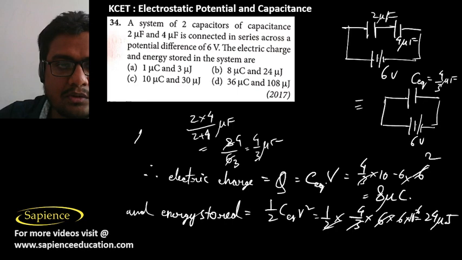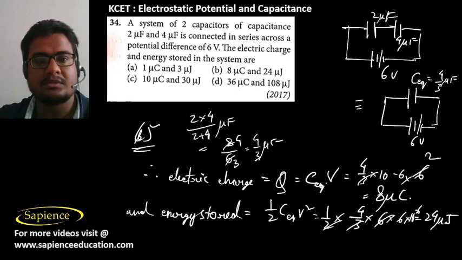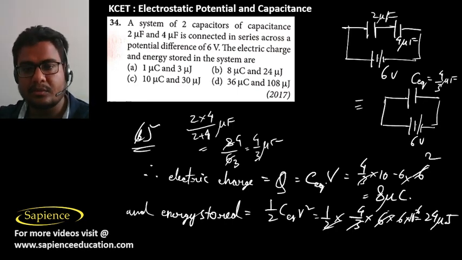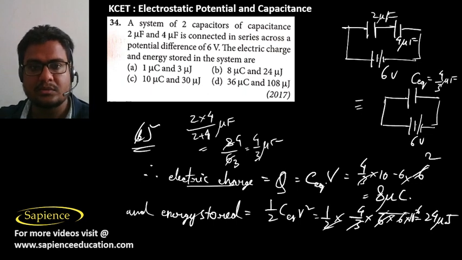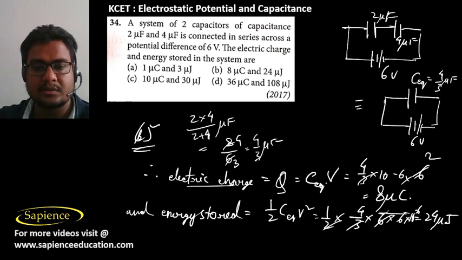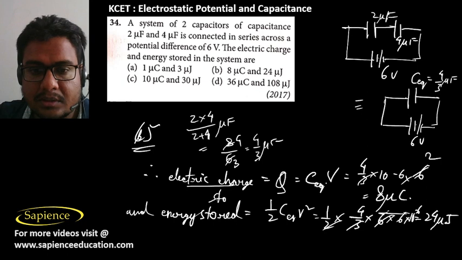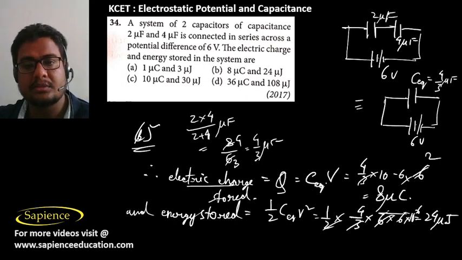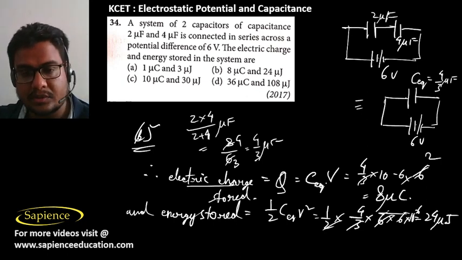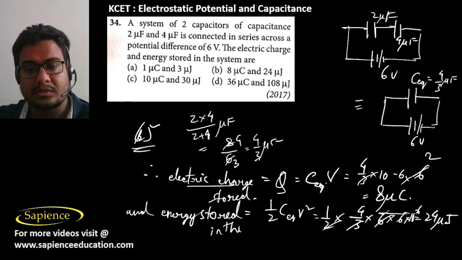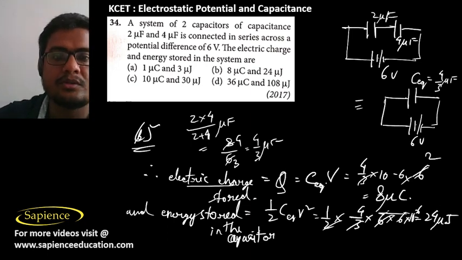So it means that option B is the correct answer. 8 microcoulomb is the electric charge stored in the capacitor, and half C equivalent V square is the energy stored in the capacitor. Okay. Option B is the correct answer.